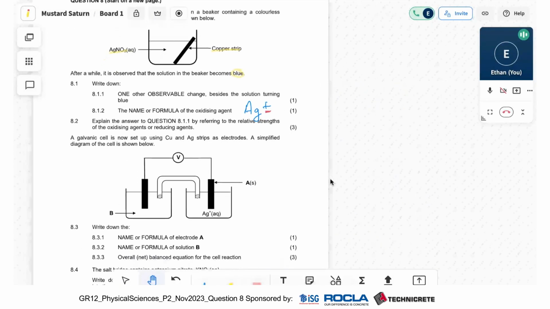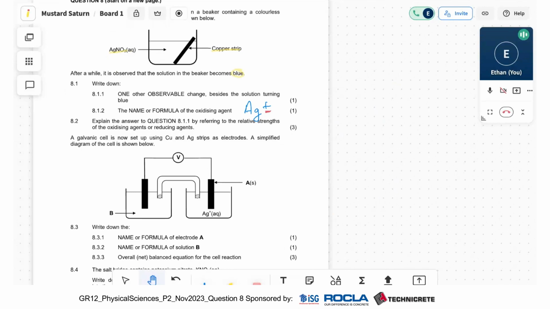Okay. Moving on to 8.2, explain the answer to 8.1 with reference to the relative strengths. So it's just as we've done, we could just quote the reduction potentials from the table and explain that the higher reduction potential means it's the oxidizing agent.